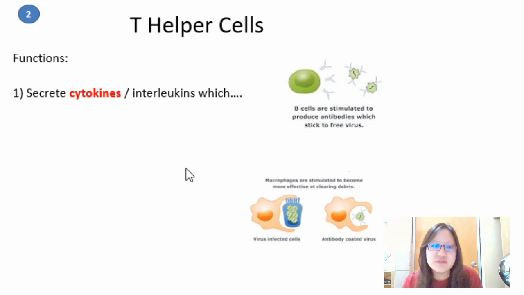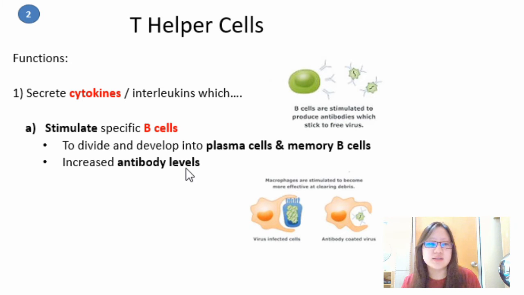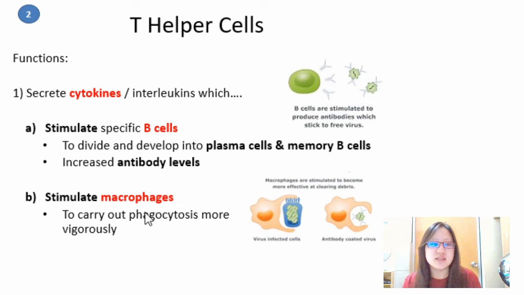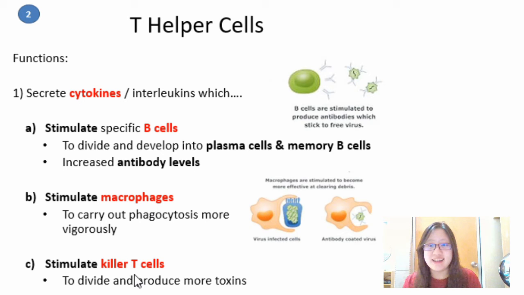So T helper cells, the main function is to secrete cytokines. Cytokines are actually small hormone-like molecules, but we don't call it hormones, we call it cytokines. Another name for it is interleukins. And they do generally three things. They stimulate B cells, they stimulate macrophages, and stimulate killer T cells. T killer cells, killer T cells, same thing, okay? Now, so three things again: B cells, macrophages, and killer T cells.